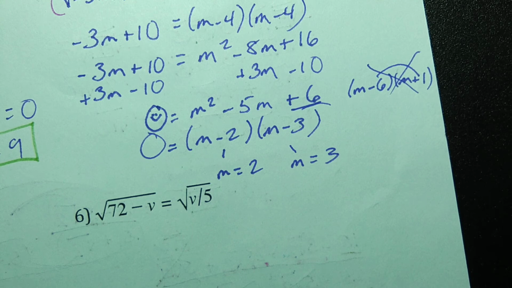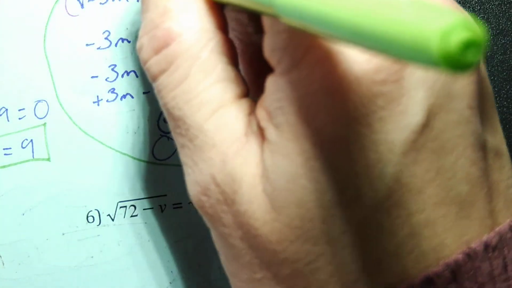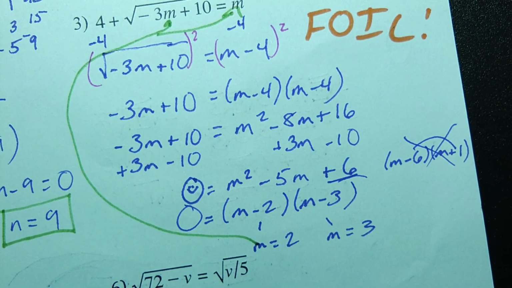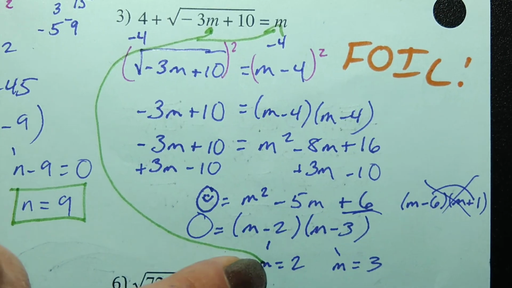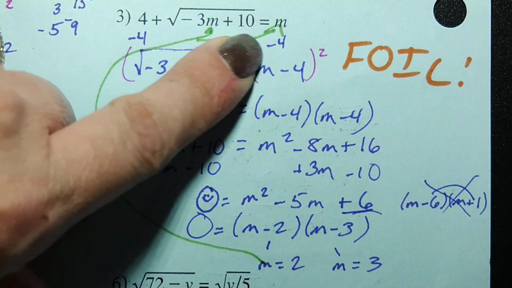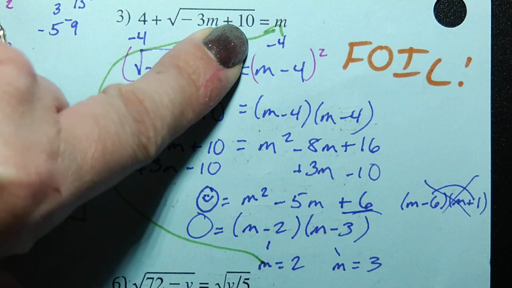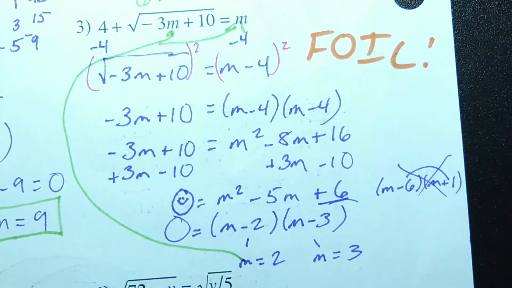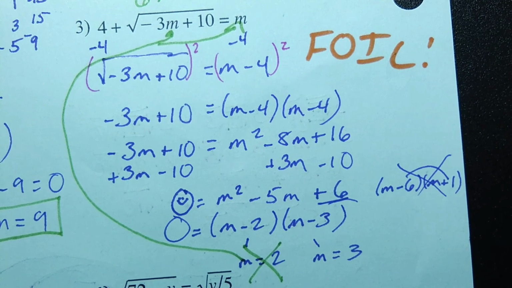What's our answer for this one, folks? Try it on your calculator. Plug both of those in. There's no answer. Neither of these work. So if I plug in 2, that gives me -6 plus 10 is 4. Square root of 4 is 2. And 4 plus 2 is 6. 6 does not equal 2. So m equals 2 is out.